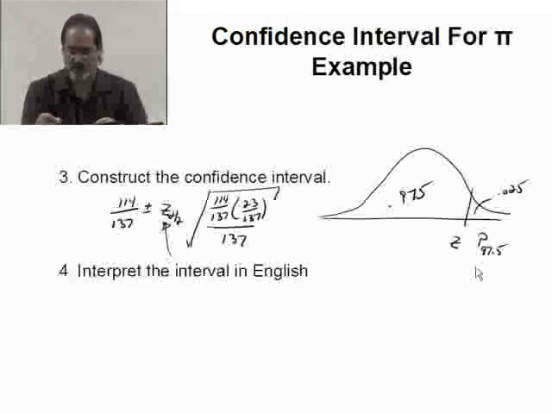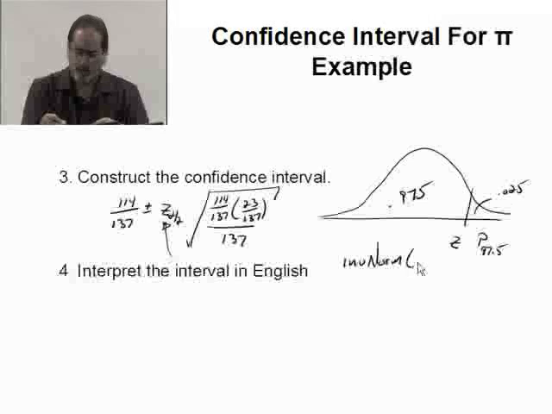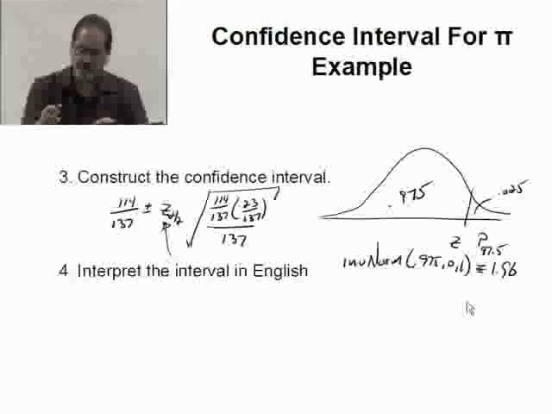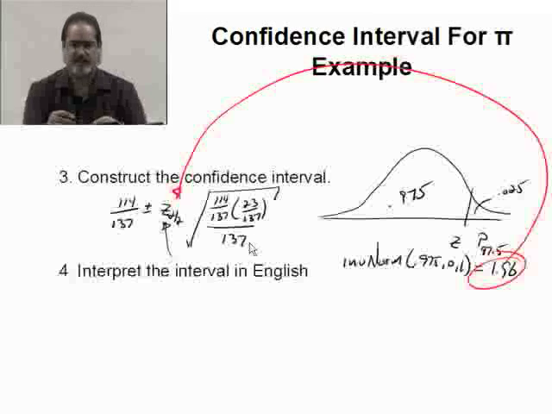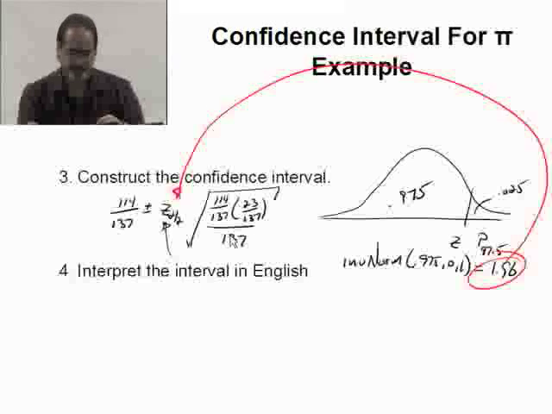Well, if you do that in your calculator, if you use the inverse norm of 0.975, with mean 0 and standard deviation 1, because it's a standard normal, you get 1.96. I'm not going to do that. You can go ahead and do it if you like. If I substitute 1.96 in there for z, these are just numbers, and I can actually go ahead and calculate the thing out.